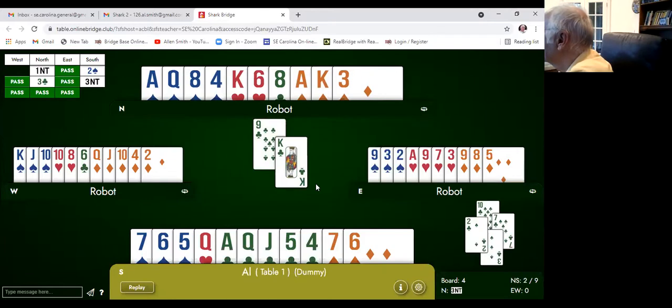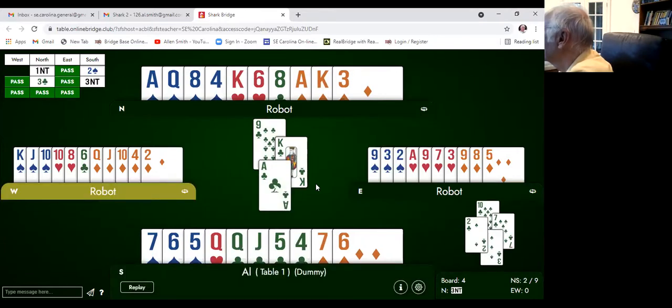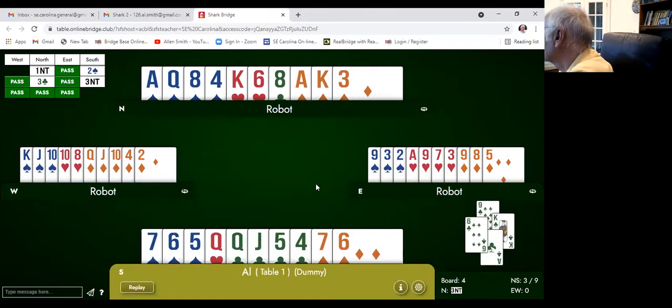Play it again. The king comes out. All right, now let's take inventory. We've taken 3 tricks. We have 4, 5, 6, 7 tricks, 8, 9, 10. Okay, and what we can do is go ahead and play the clubs down and get rid of our losers and see what we can figure out.